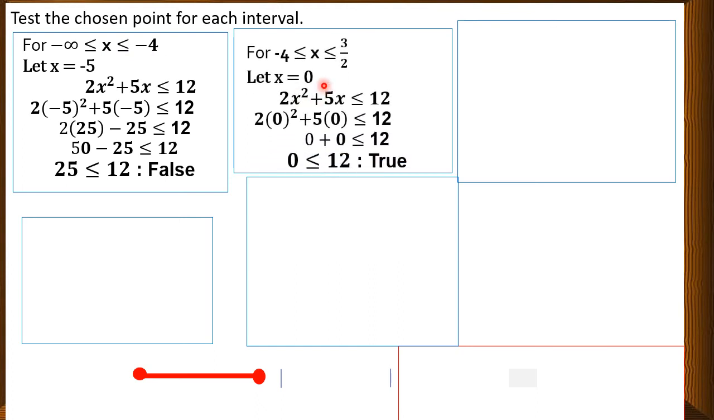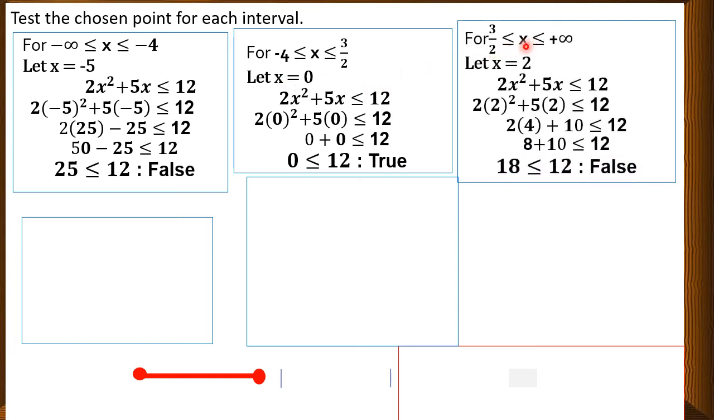For the second interval, we had chosen 0. So copy the original inequality, substitute x by 0. So 2 times 0 squared, of course, 0 squared is 0 times 2, that is equal to 0. 5 times 0 is 0, less than or equal to 12. So 0 plus 0 is 0, less than or equal to 12. This is true inequality. Therefore, this interval here is part of the solution.